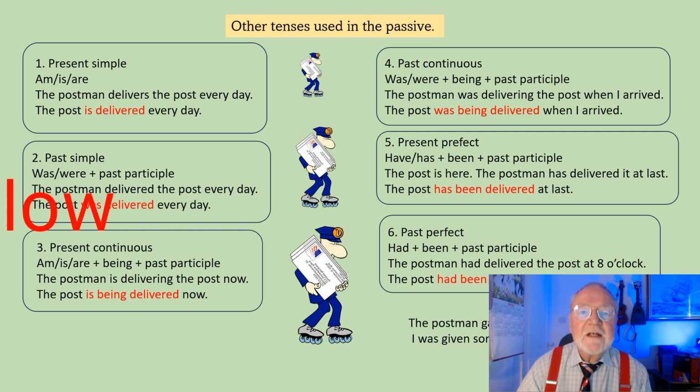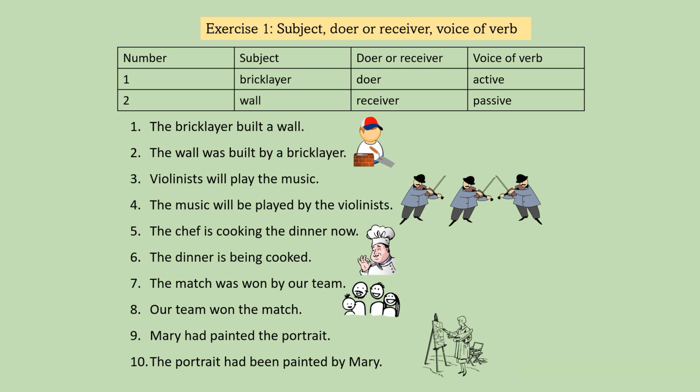Now here's the first exercise, which will help you identify the doer and the receiver of the action in the sentence. Exercise 1. Make a chart like the one in the illustration and then decide whether the subject of the sentence is the doer or the receiver of the action, and then the voice of the verb, active or passive. Sentences 1 and 2 are done for you.